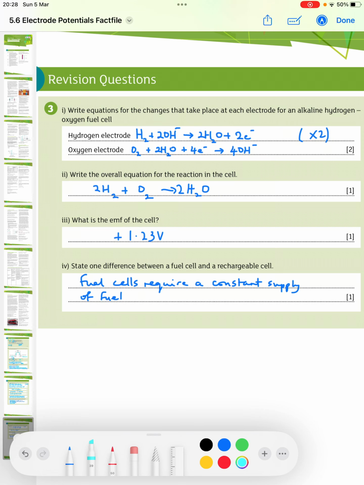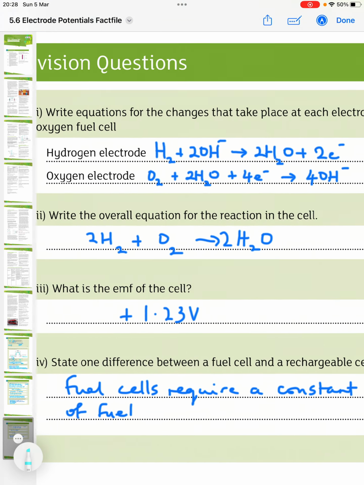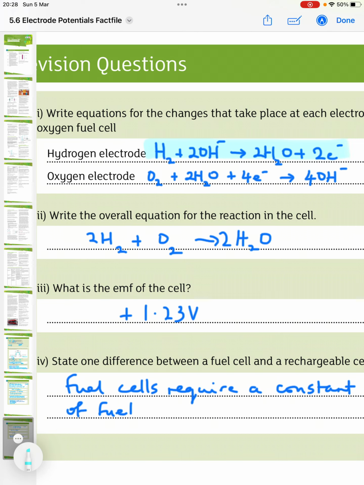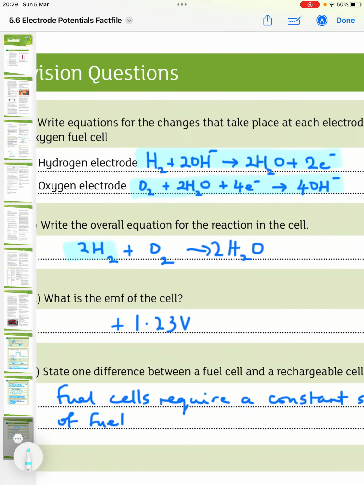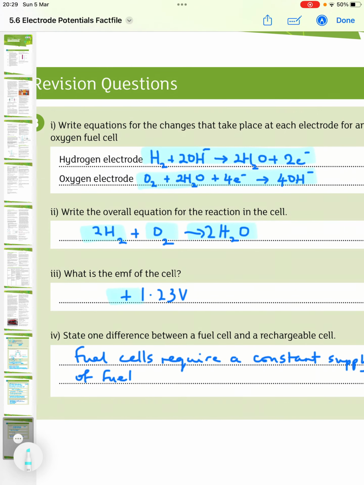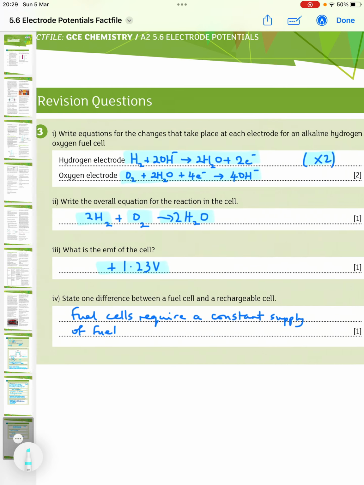Write equations for the changes that take place at each electrode for an alkaline hydrogen oxygen fuel cell. So the hydrogen electrode, it's simply H2 plus 2OH minus gives you 2H2O and 2 electrons. And then at the oxygen electrode, it's O2 and 2H2O plus 4 electrons gives 4OH minus. Then write the overall equation for the reaction in the cell. So 2 electrons in the hydrogen electrode, 4 in the oxygen electrode, so we're multiplying the top one by 2. And overall that gives us 2H2 plus O2 gives 2H2O. And the EMF in the cell is plus 1.23 volts.